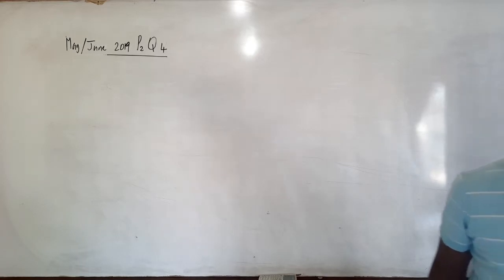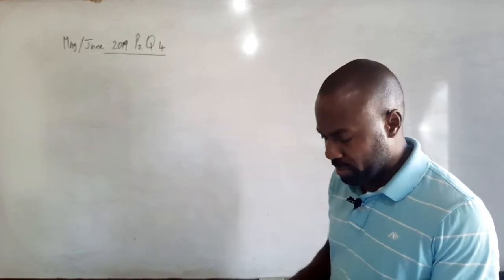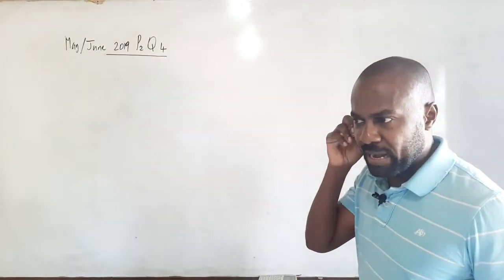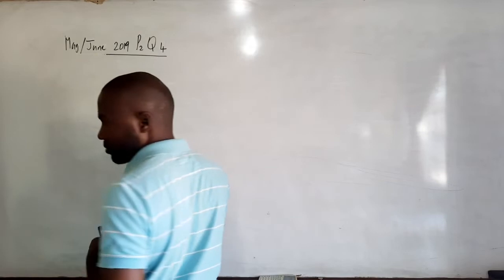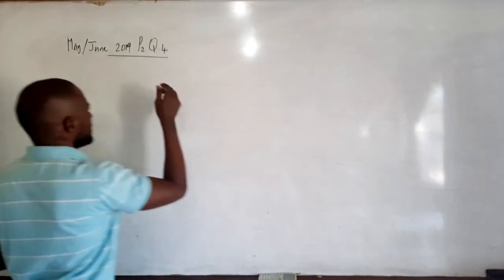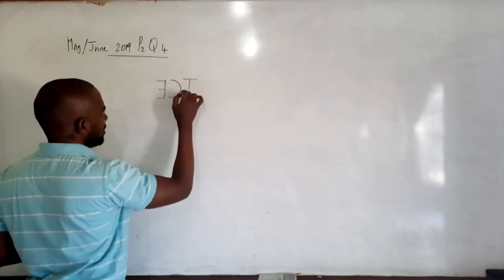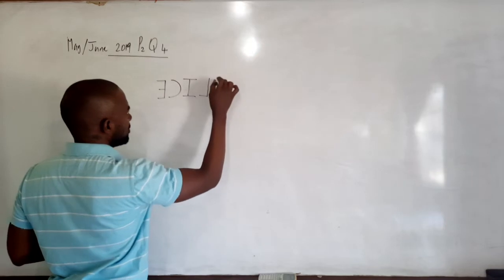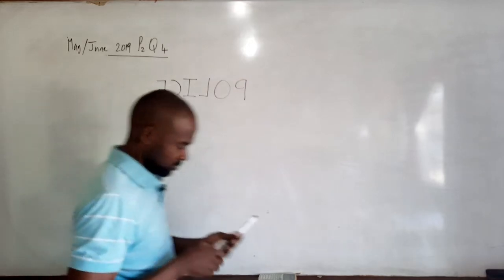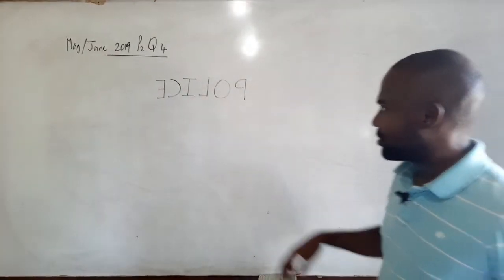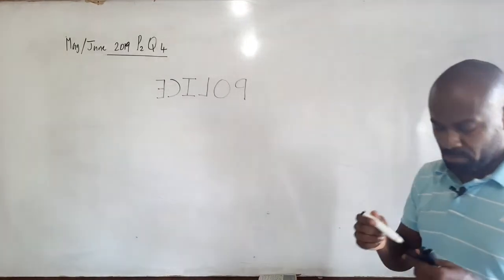Now part 2 says, explain why the word police, written the wrong way around, is painted in this manner at the front of some emergency vehicles. So let me just write it down. So the word is written as E-C-I-L-O-P, right? So this is how it is written. So they want us to explain why it is written like that on some emergency vehicles.